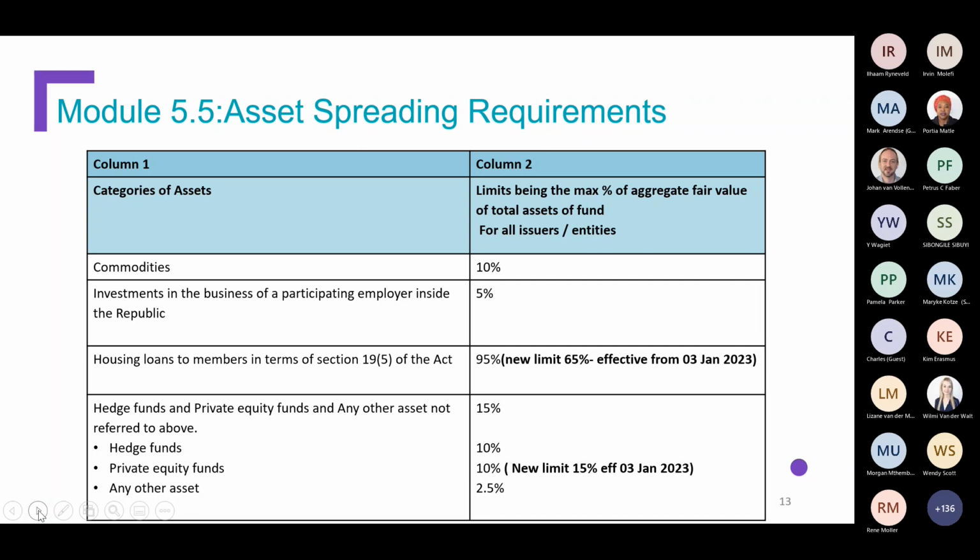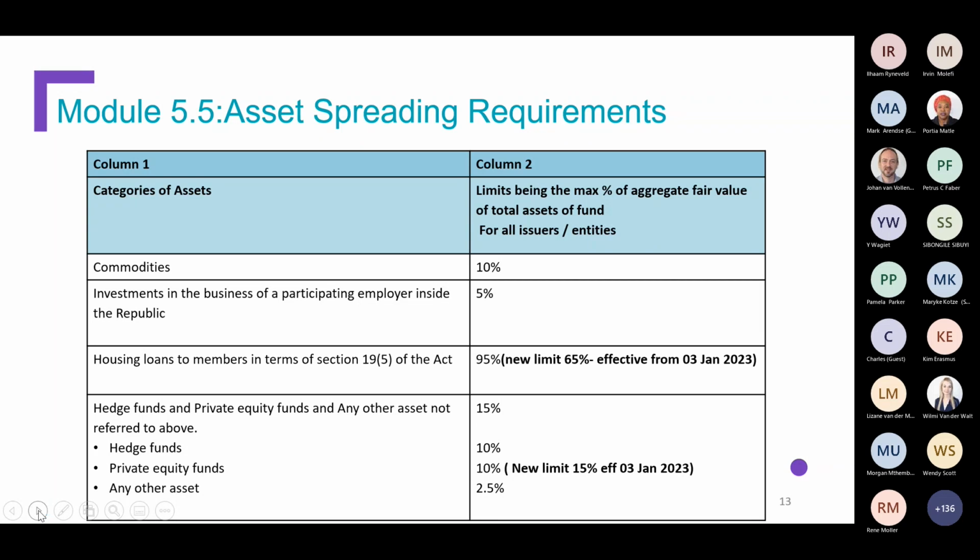The limit is going to change early next year to 65%. This is in terms of the National Treasury final amendment to Regulation 28. It was published on the 1st of July, 2022, but the effective date is the 3rd of January next year.